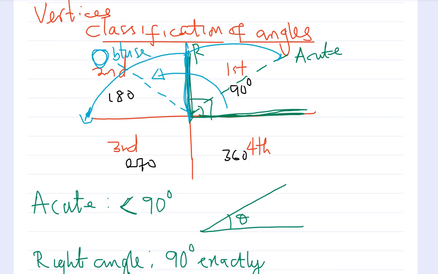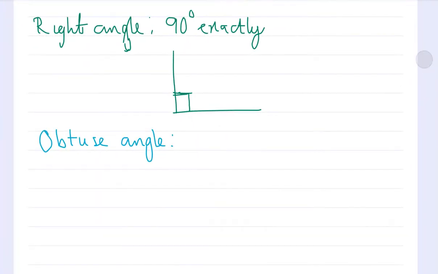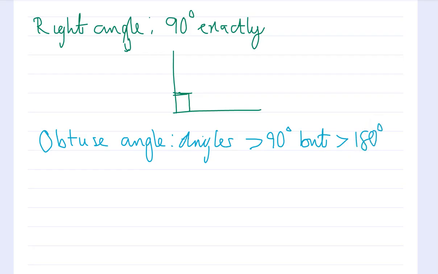So this is obtuse. So now what will you say over there? You can say that obtuse angles are angles greater than 90 degrees, but less than 180 degrees. Are you seeing that now? Greater than 90 degrees, but less than, sorry my sign here, but less than 180 degrees.